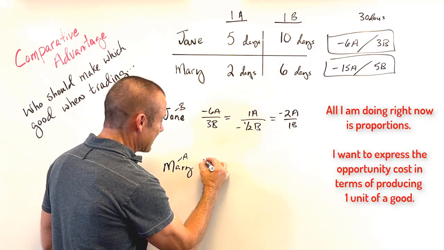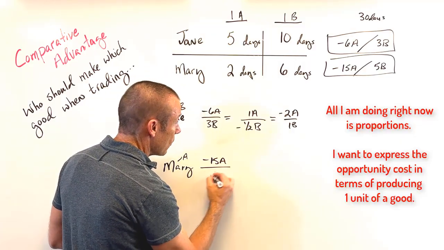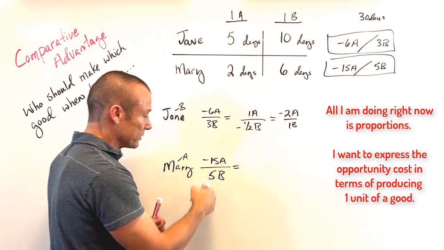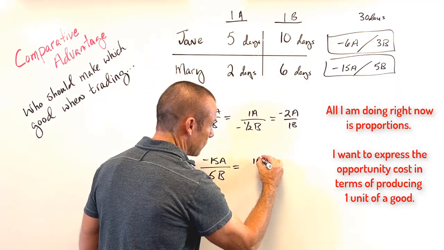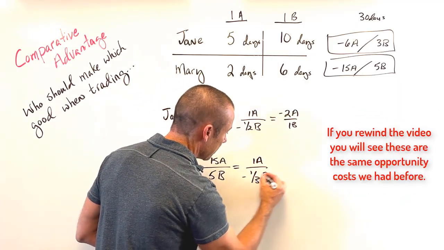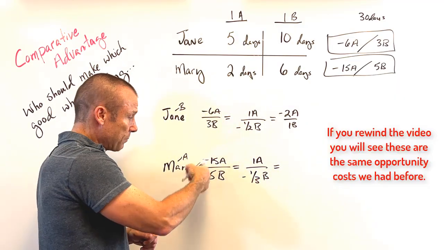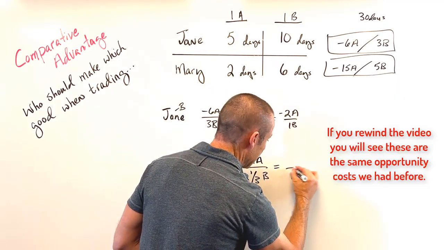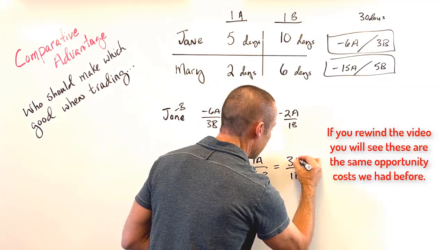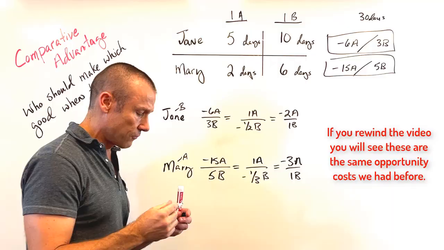Over here, I've got negative 15A over 5B. Again, this is opportunity cost. I'm just doing proportion. Divide them both by 15. I get 1 of A. 5 divided by 15 is 1/3 B. Put my negative sign. Divide them both by 5. I get 1B, right? 5 divided by 5 is 1. 15 divided by 5 is 3. This is exactly what I had before.